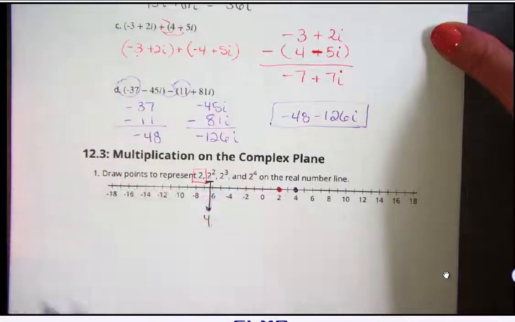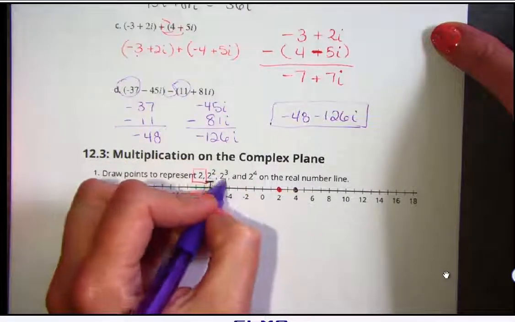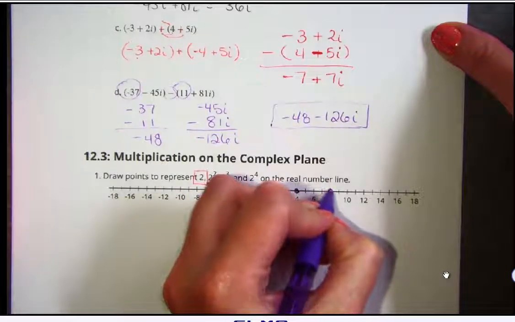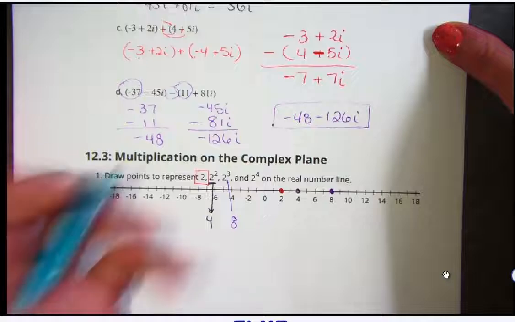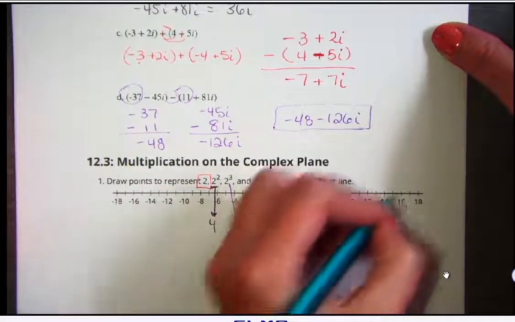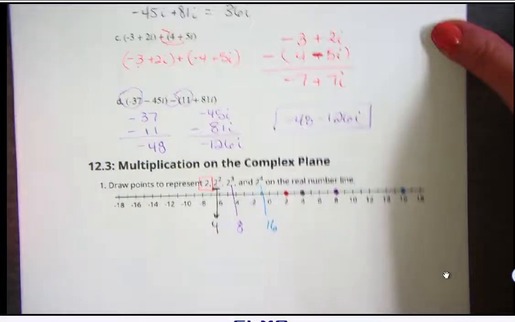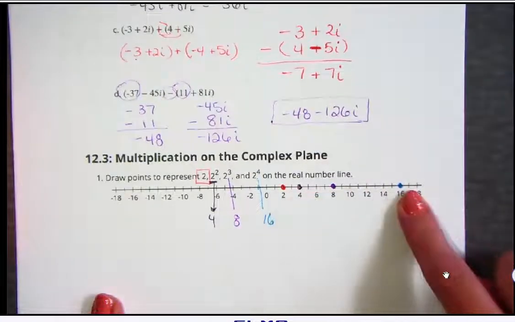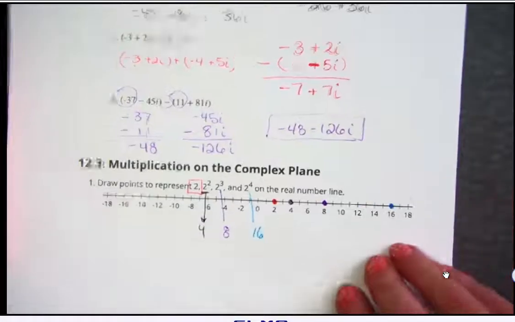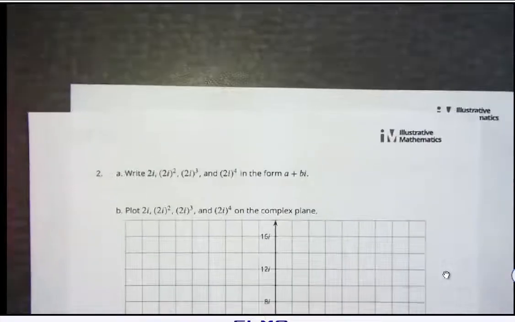Now taking 4 and multiplying it again by another 2, 2 to the third power is 8. And 2 to the fourth power means I'm taking 8 and multiplying it by another 2. I need to be up here at 16. So you can see that it starts to get farther and farther away as we go. Something different starts happening when we use complex numbers.